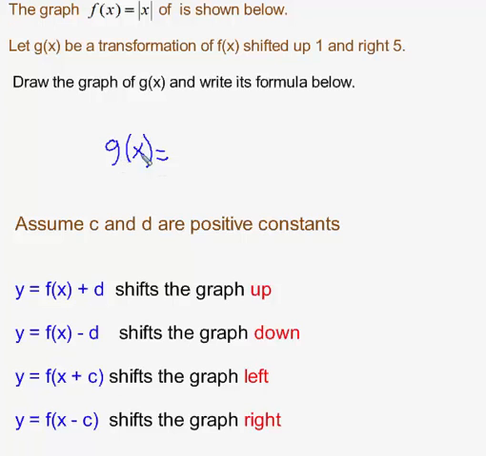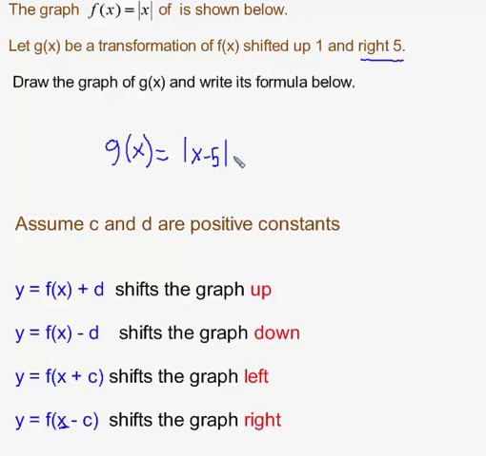To write the formula for g, I start with the parent function, absolute value of x, and looking at the summary of transformations of how to move a graph up, down, left, and right, I simply notice that to move to the right 5, you have to subtract 5 from the input variable. That puts it inside the absolute value symbols. That would move the graph to the right 5.